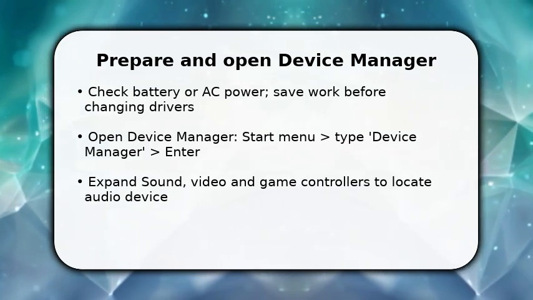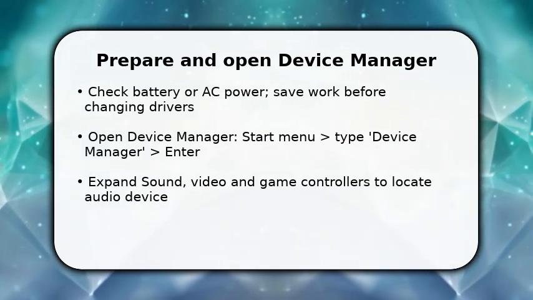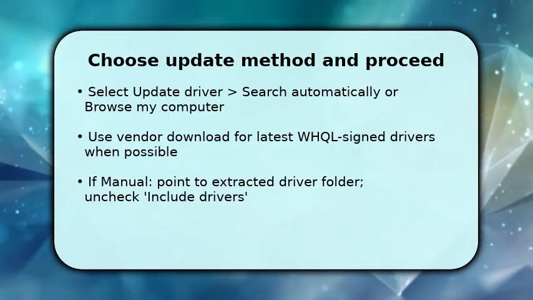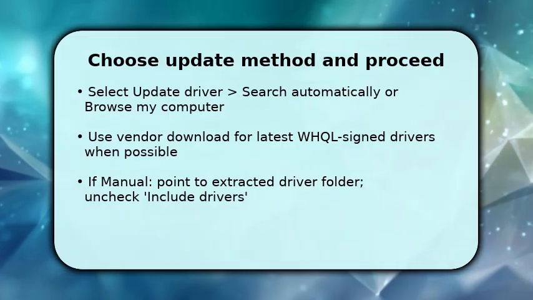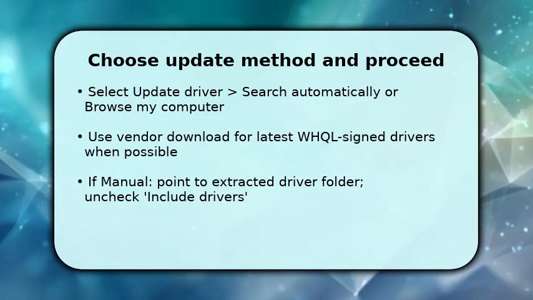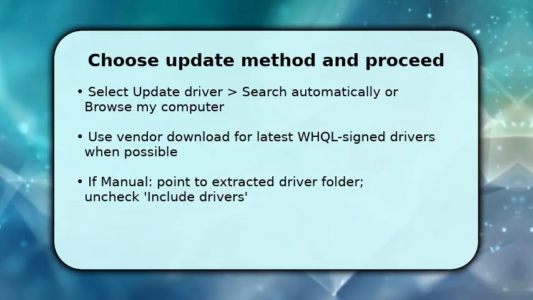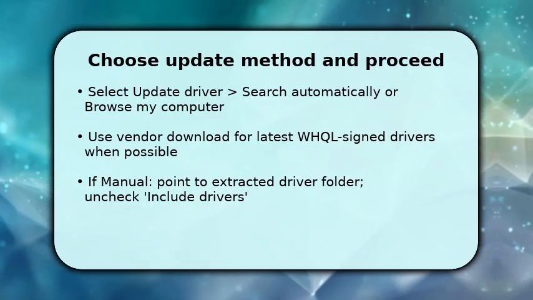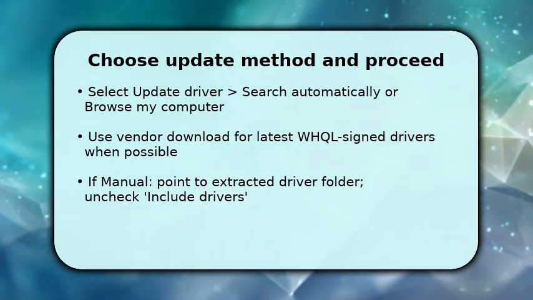You now choose how to update. Automatic Search taps Windows Update while Manual lets you use a vendor package. If you downloaded a driver from the manufacturer, extract the ZIP and choose Browse My Computer for drivers. Point to the extracted folder and let Windows install.